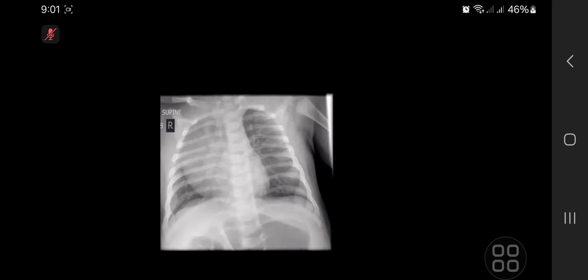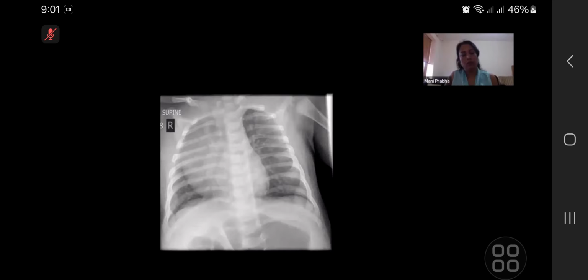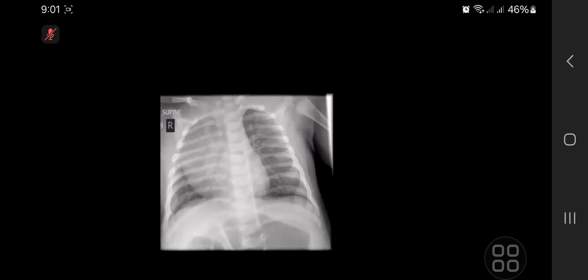Heart border is obscure, but I can still see a bit of the sharp margin of the heart, which is denser than this opacification. So there is some sort of similarity maintained. In summary, this opacification is in the right upper and mid zone. This could be infection.